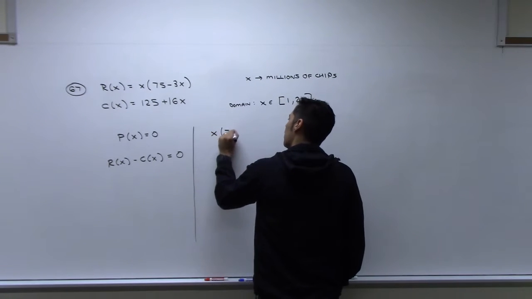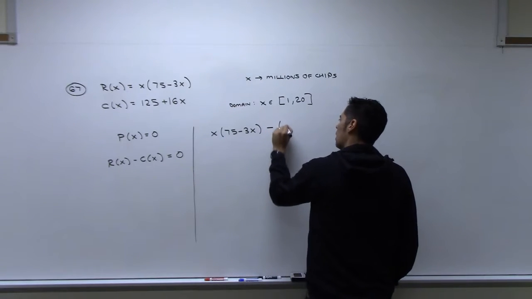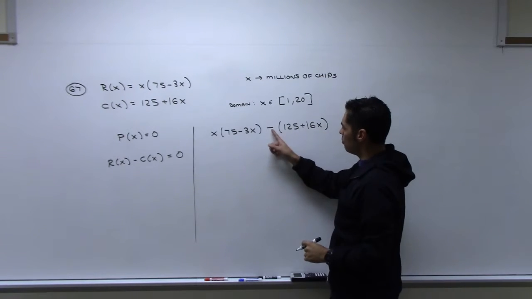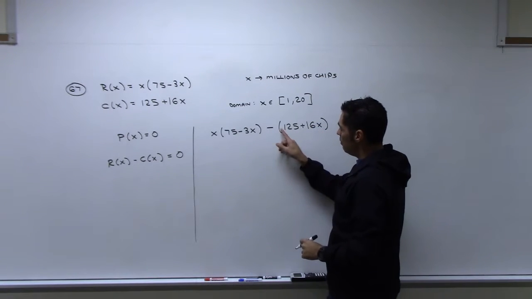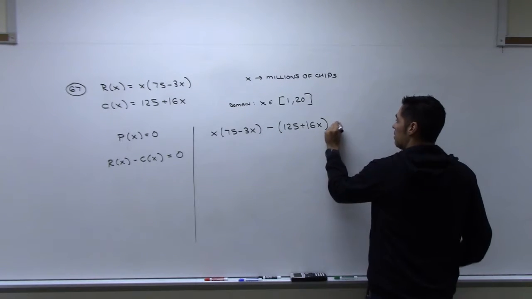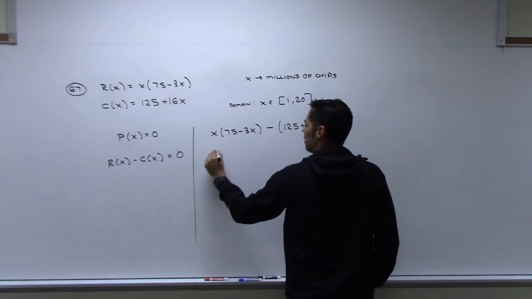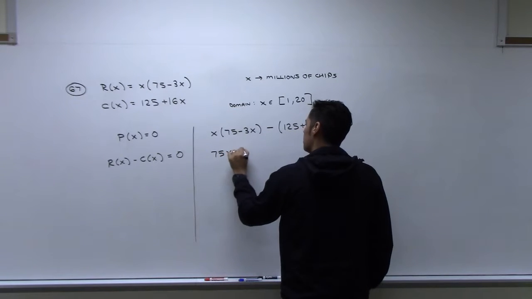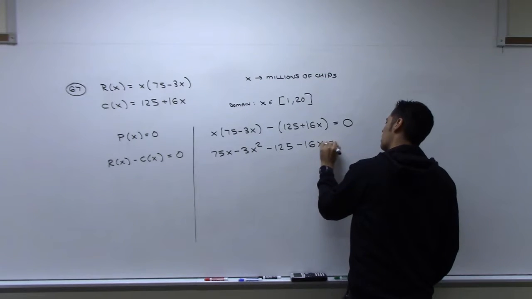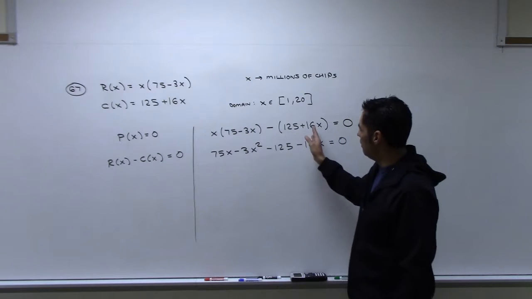So here's X times 75 minus 3X, that's your revenue, minus your cost. Now notice on my cost, I put it in parentheses because I'm going to subtract the entire cost function. If I don't put parentheses, you're only going to subtract this and that'll be added and that'll be incorrect. And we need that to be 0. Okay, revenue minus cost must be 0. So I'm going to distribute the X through here, 75X minus 3X squared minus 125 minus 16X must equal 0. So that's what I get when I distribute the X through here and the negative sign through here.